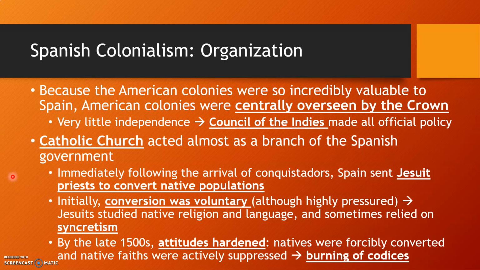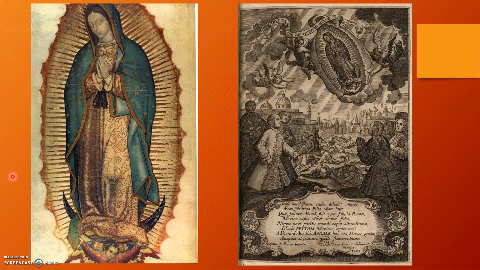But by the late 1500s, attitudes started to harden. Also, there were different religious sects of Catholicism that had moved into the Americas by this point. And especially under a number of different groups, and I won't get into the specifics of them, priests started forcibly converting native populations. Native populations were forbidden from practicing any of their traditional indigenous faiths, and those were actively suppressed. And this is where we have the burning of, say, the Mayan codices.